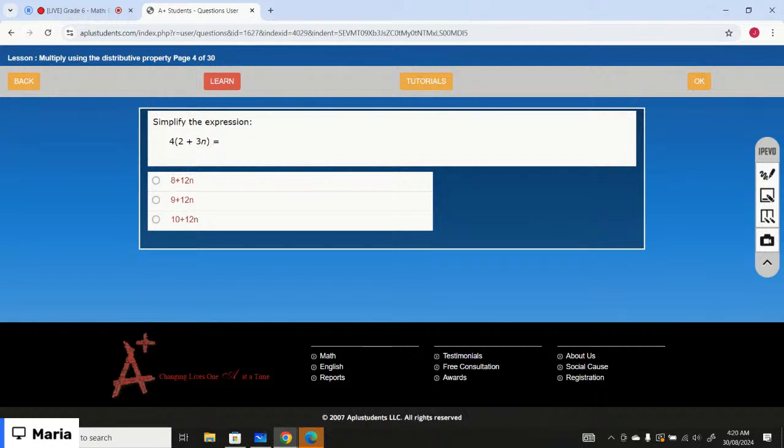The next one is 4 times 2 plus 3n. So which is the correct option? The correct option is option number 1, that is 8 plus 12n is the correct option. Option number 1 is the correct option.